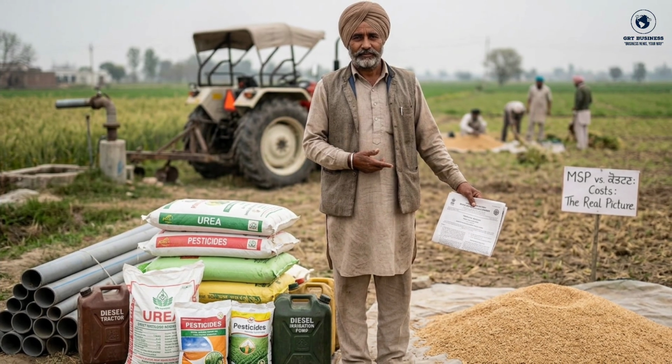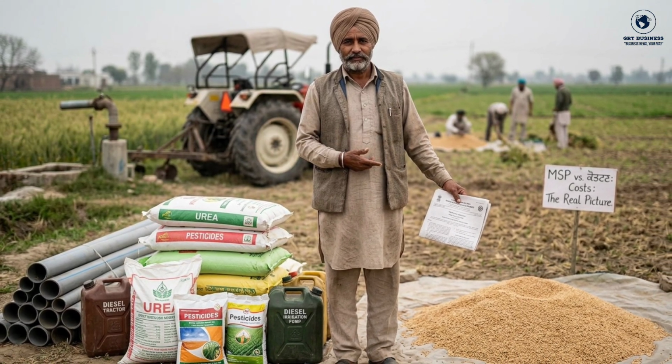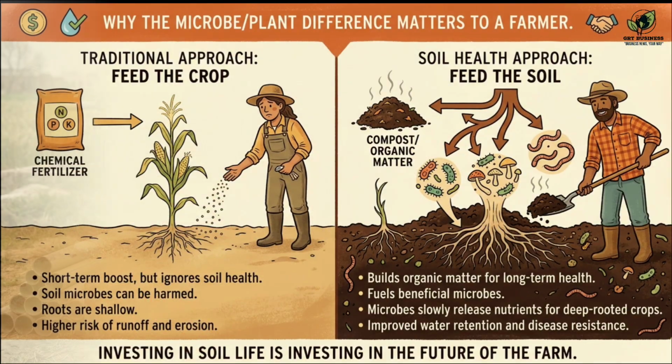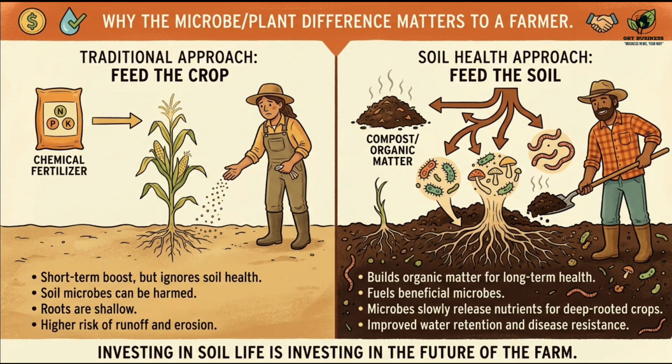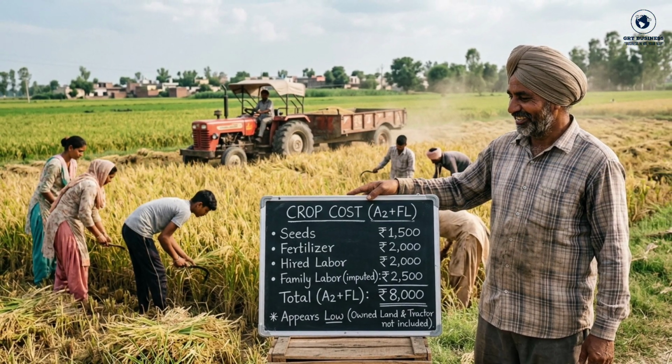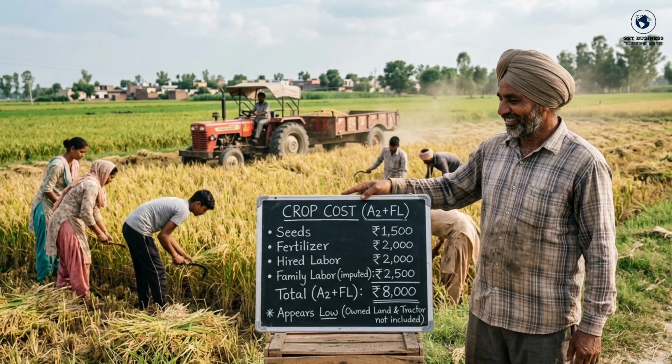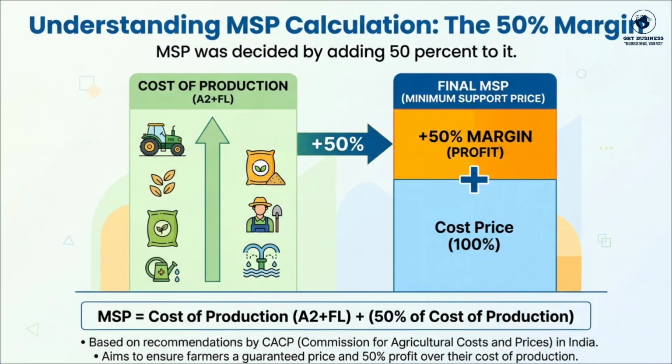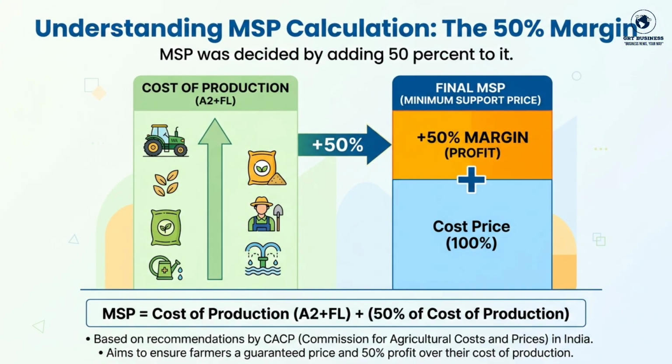This is why, even after the announcement of MSP, farmers often say that the increase is not enough. Now, why is this difference important for a farmer? Suppose the A2 plus FL cost of a crop appears low because the rent of one's own land and interest on capital were not fully added. The MSP was fixed by adding 50% to that.